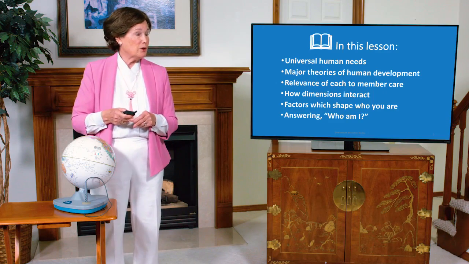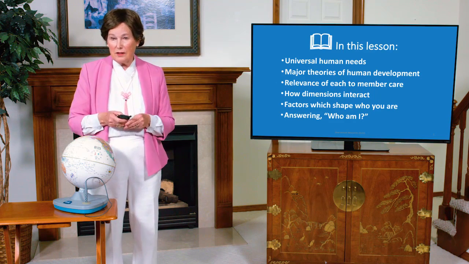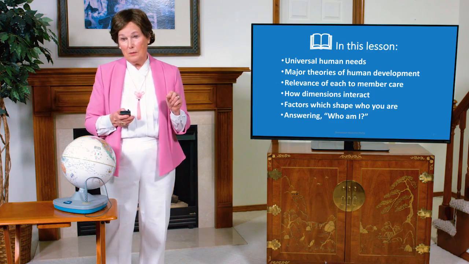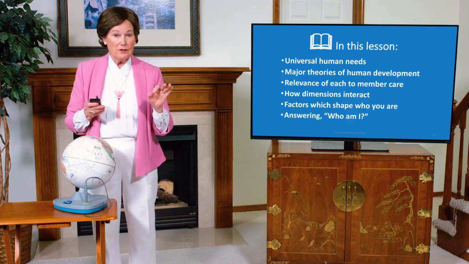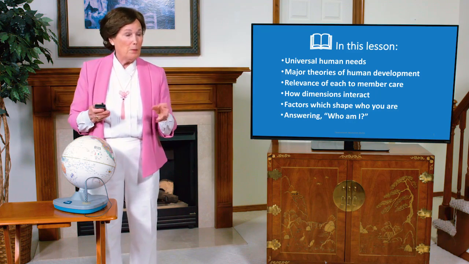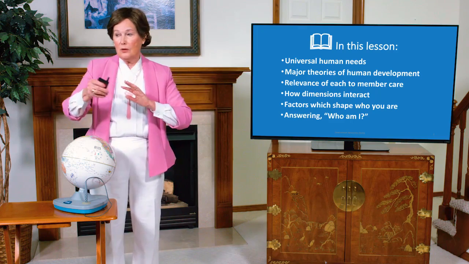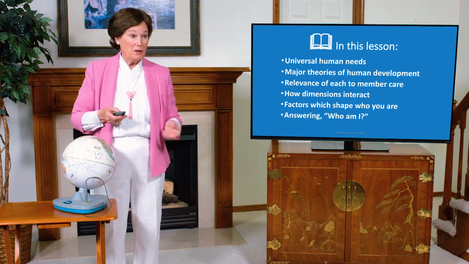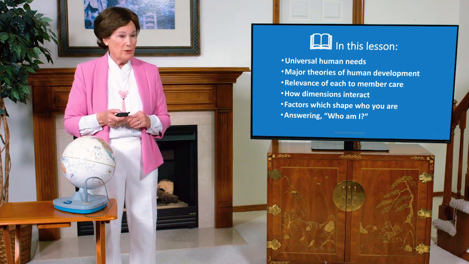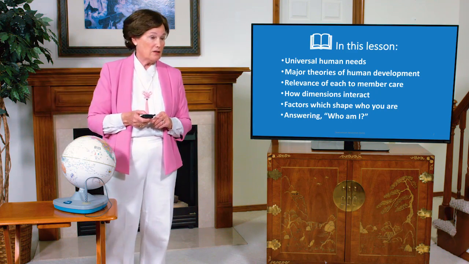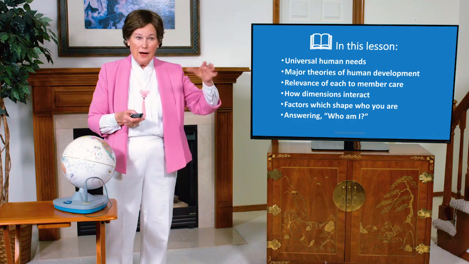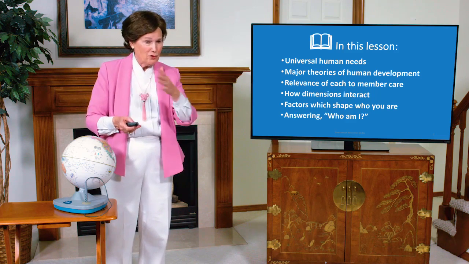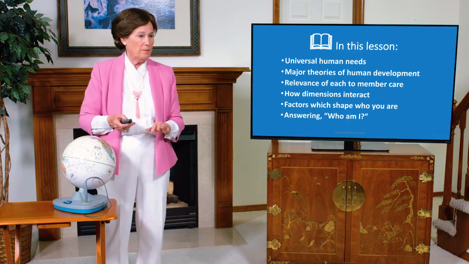So here we're going to look at these universal needs. What are people's needs, humans of all cultures? What are some major theories about human development? Now, the theories are theories, they're ideas, they're not facts, but we can extrapolate and go into different cultures and say the same needs exist, they just might be met differently. What is relevant to us in member care by looking at these theories? Looking again at how our dimensions of development interact. They're always interacting. However you define it or describe it, always interaction.